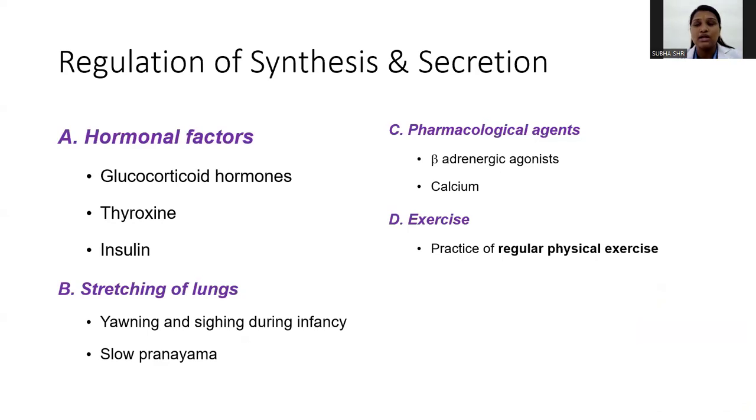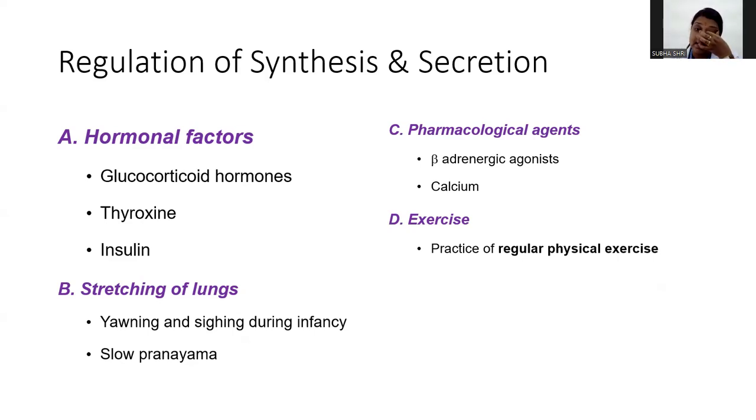Okay, so what is the regulation of surfactant? We have four main regulators: hormonal, stretching of lungs, pharmacological agents, and exercise. Hormones like glucocorticoids, thyroxine and insulin will increase the surfactant secretion. Stretching of lungs during yawning or any pranayama exercise will increase surfactant secretion. Pharmacological drugs like beta adrenergics and calcium will increase surfactant secretion.